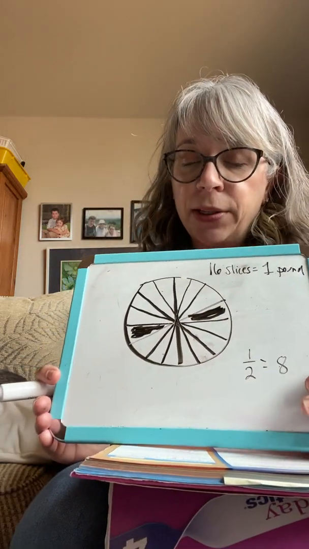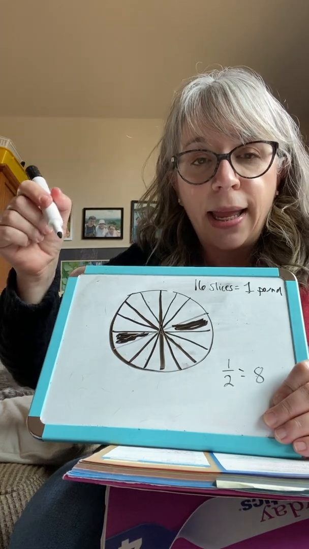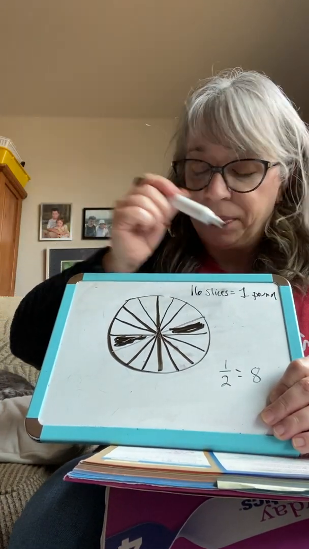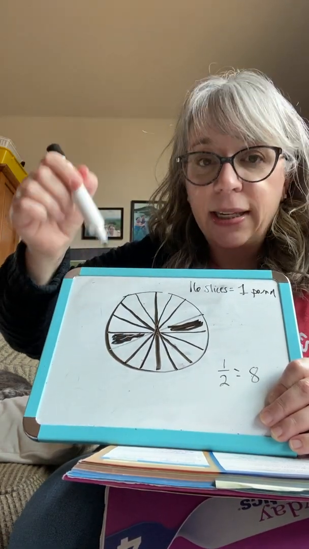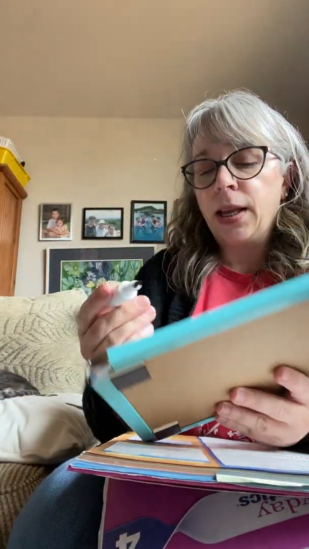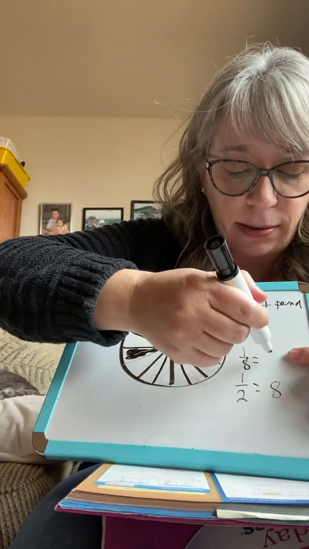Okay? So each slice equals 1 ounce, and there are 16 slices. So there are 2 ounces in 1/8 of a pound. Okay? So in 1/8 of a pound, there are 2 slices, okay, or 2 ounces, sorry. That probably looks like a Z.